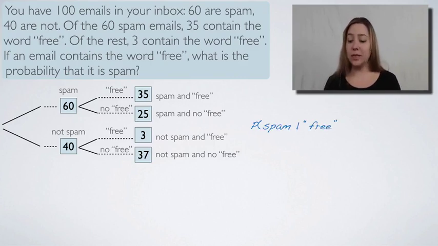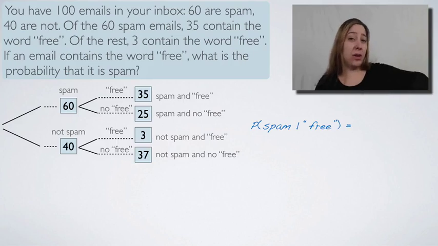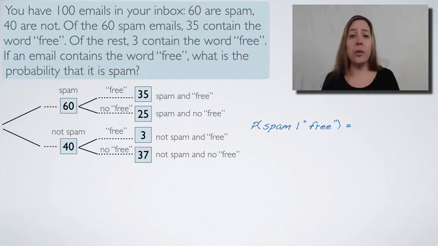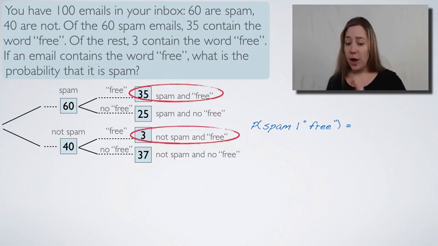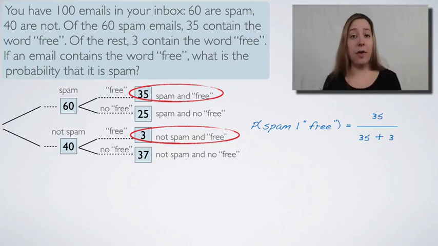So we can denote this as probability of spam given that the word free is in the email. Since we're saying that we know the word free is in the email, we can ignore the rest of the email. So first we want to figure out how many emails in total have the word free in them. 35 of those come from the spam folder and 3 of them come from the not spam folder, for a total of 38. And of these, only 35 of them are of interest to us because those are the spam emails. So 35 out of 38 gives us roughly 92%.